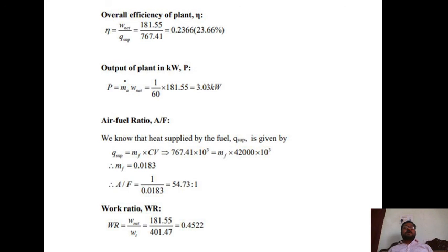Watt is nothing but joules per second. In the previous case, kilojoules per kg you are substituting. You are getting this, but here kilojoules per second, that is nothing but the kilowatt.